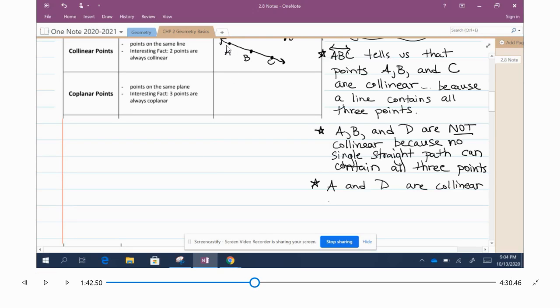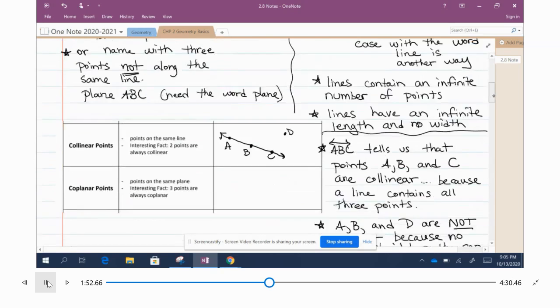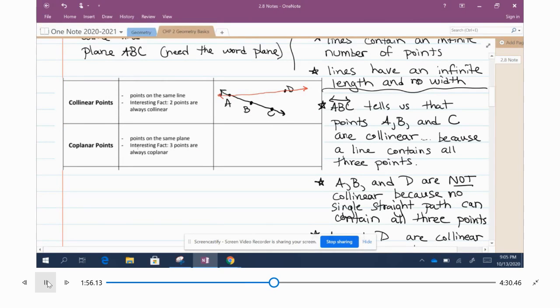Here's a trick question. A and D, if you look, are not currently connected by a line, but they still are collinear. So this is that interesting fact. 2 points are always collinear. What they're doing on that is, even though it's not drawn, there is a straight path that would connect those. It does exist, so they're collinear. So 2 points are always collinear. Even though the line's not drawn right now, it does exist. Let's see, anything else? Yep, there it is. So make sure you watch out for that trick. That trick's going to come up on a quiz or homework, possibly.